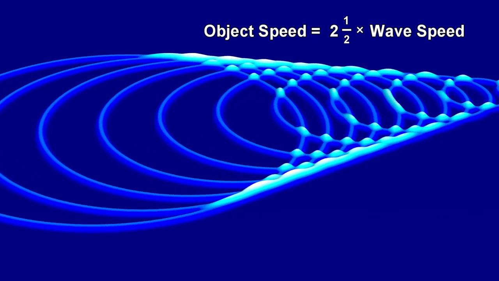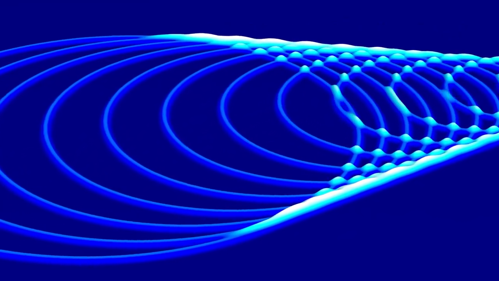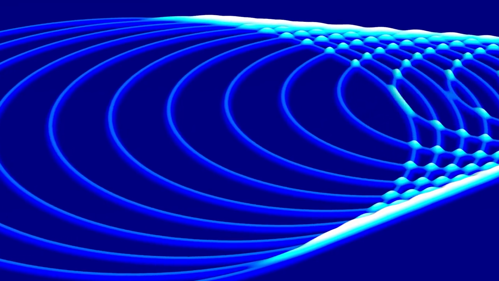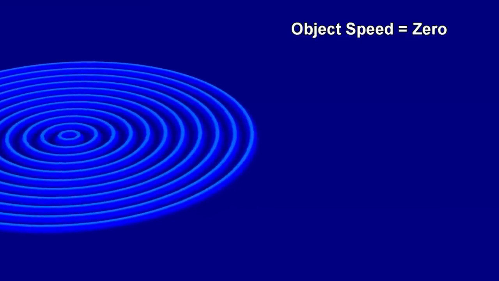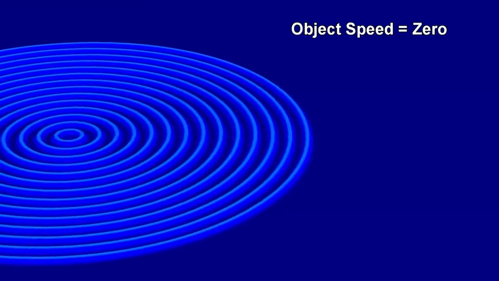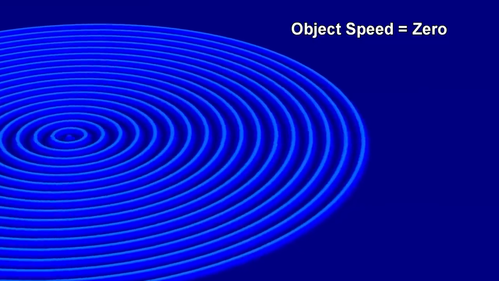But a much faster speed is necessary to create a sonic boom while moving through water. This is due to the fact that the speed of sound in water is much faster than the speed of sound in air. The speed of sound through a solid material is even faster than the speed of sound in water.